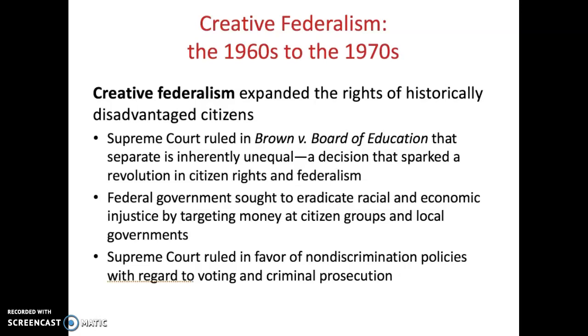We will talk more about that with civil rights and how rights were protected for disadvantaged people, like I said before, whether it be Black, Hispanic, Asian Americans, and then we get into talking about those who are disabled, women, and then also people who are gay and lesbian, and how their rights are protected. And it really comes from this creative federalism period.